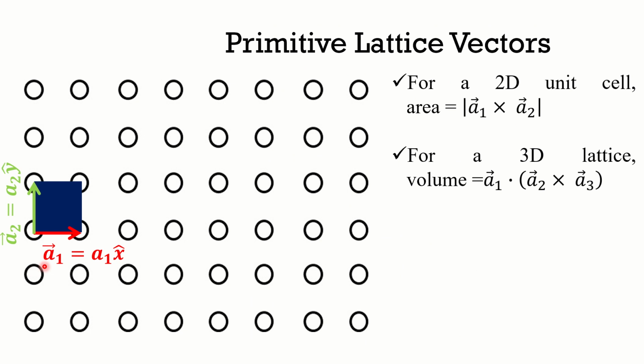So for one primitive unit cell, what is the area of this two-dimensional unit cell? It's A1 cross A2, and the direction is out of the page. Similarly, for a 3D lattice, the volume is A1 dot A2 cross A3.